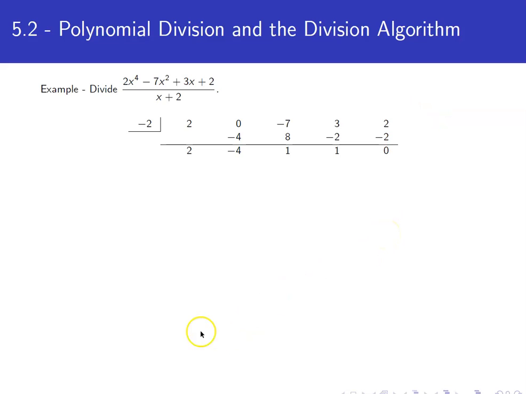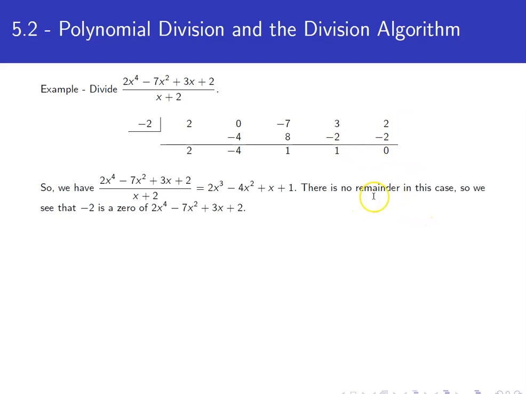All right, so the first step is bring it down. Second step is multiply. Then we add. Then we multiply. Then we add. Then we multiply. Then we add. And finally, we multiply and add. So we notice we have a 0 here. So it tells us the remainder is 0.